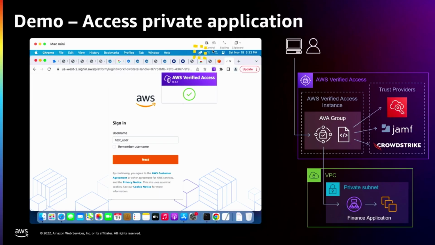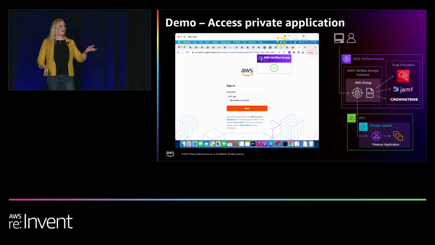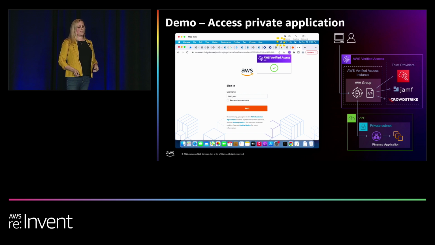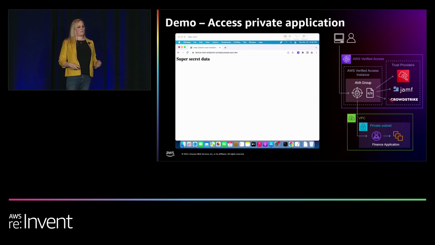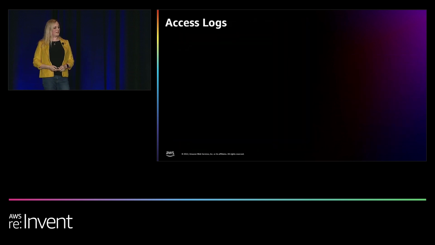So here I've installed Jamf Trust. You can see here from the icon running in the sys tray. I've also got the Verified Access plugin installed. You can see it's working because there's the green check. So when I go to the application, I then get, again, redirected to the Identity Center login. And when I log in, now this device was evaluated as secure, so I get access.